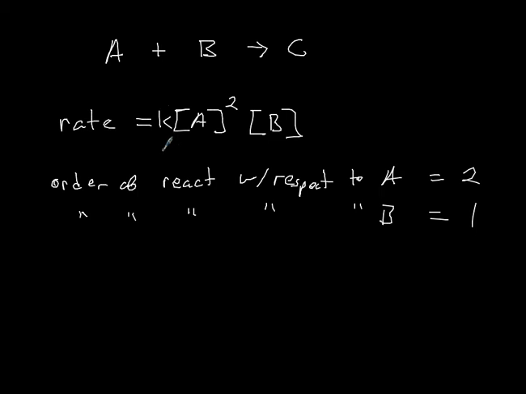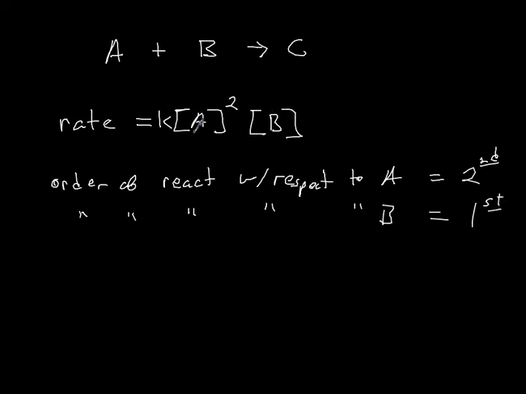And so if a reactant is first order, what that means is that whatever you do to that reactant, you do the exact same thing to the rate. If you double the reactant, you double the rate. If you quadruple the reactant concentration, you quadruple the rate. If you halve the reactant concentration, you halve the rate. And that's what it means to be a first order reactant. So B would be a first order reactant.